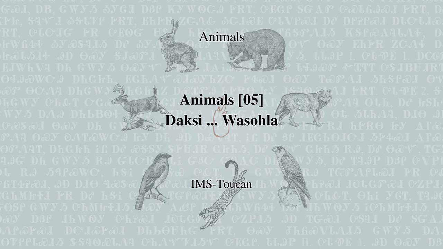Cherokee animal names. Session 5. Translate. A butterfly, or an elephant. Butterflies. Elephants.